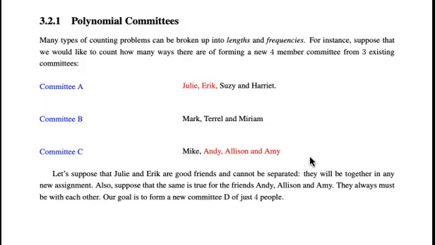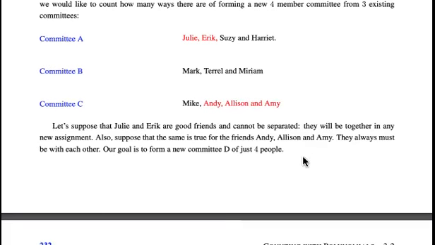And we're going to put that criteria per each one of these committees. So this is kind of what we're doing. We're going to count the number of ways of doing something, and polynomials are going to be our friends. They're going to help us out here. In particular, we want to form a committee of 4 people. The people come from these committees, but we also want to restrict something. We're going to say that Julie and Eric, if they are on the committee, have to come together. Also, if Andy, Allison, or Amy are on the committee, they must also come together. So let's see how we might want to do this.